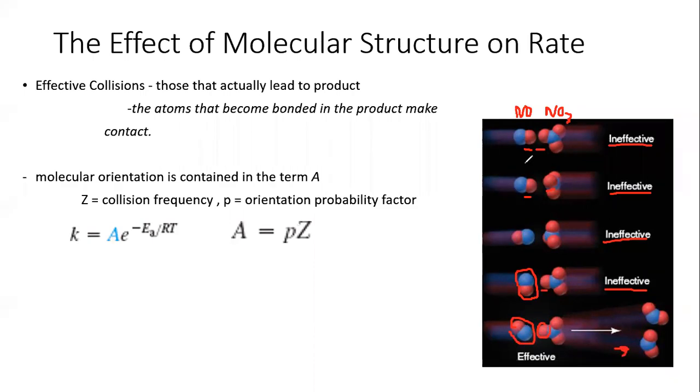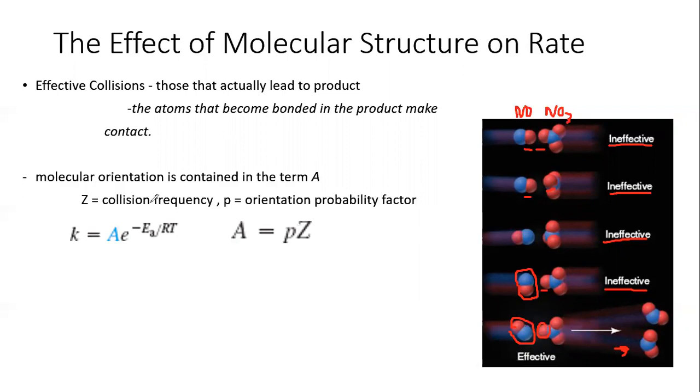So out of 5 different orientations, only one of them leads to an effective collision. When they have the right angles, when they collide, they form a reaction. So imagine 1 out of 5 collisions leads to, for example, a formation of products.